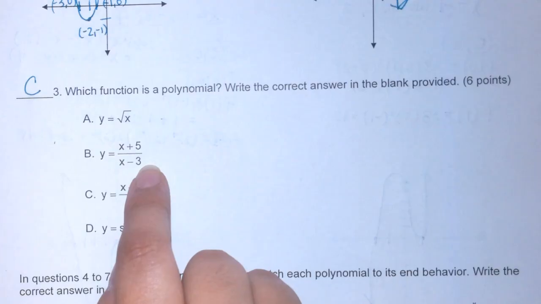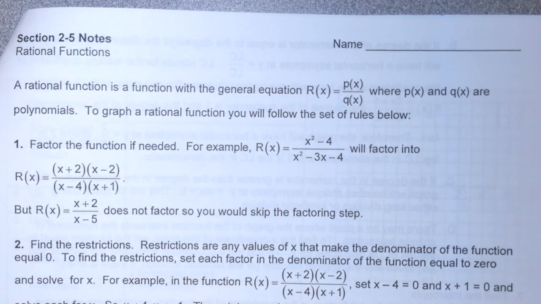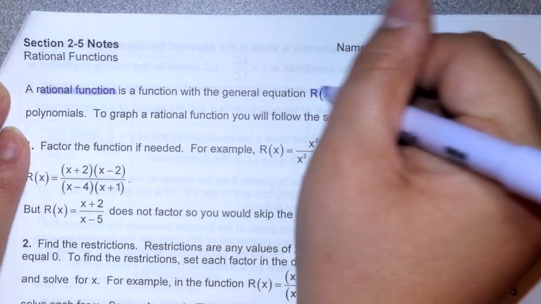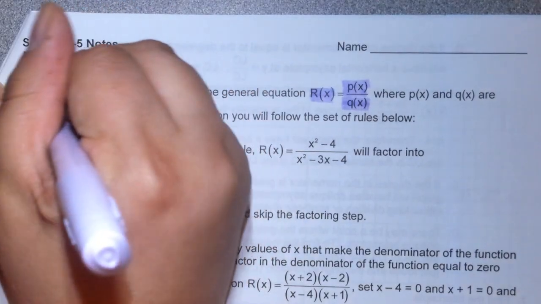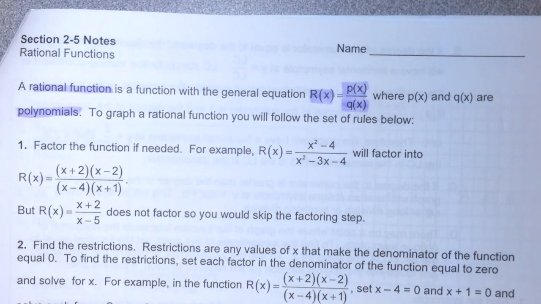Here's why it's not B. Because a lot of y'all chose B. Hold on. Shh. The reason it is not B is if you look over to the next page, the definition of a rational function, where did my highlighter go? A rational function is a function where you have p of x and q of x, and you're dividing polynomials. A rational function is when you are dividing polynomials. Okay? So, we're going to get to this page in just a second.